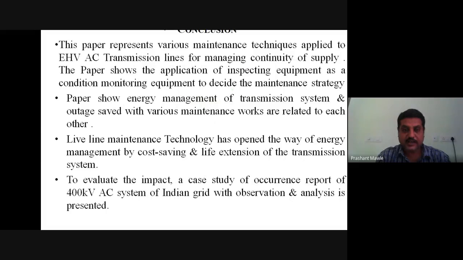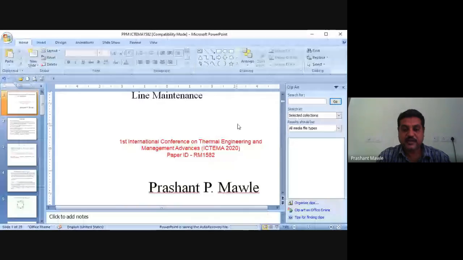So here I propose live line maintenance and pre-fault condition study to identify the fault, and by taking proper inspection we can take the decision so that we can minimize the fault and save, we can say, outages.